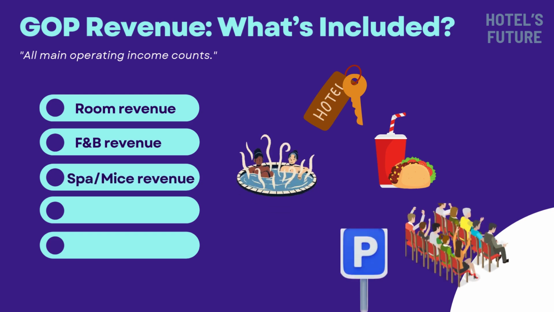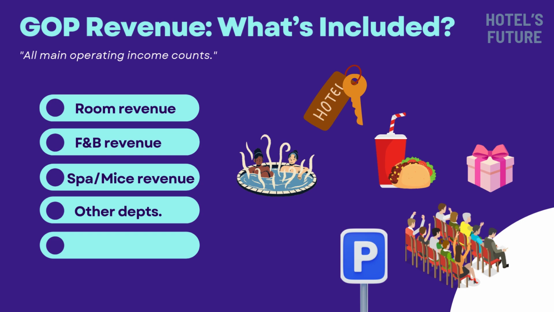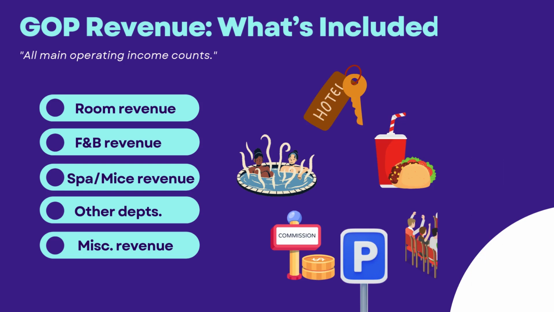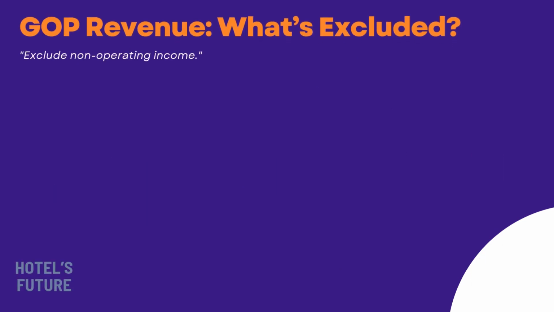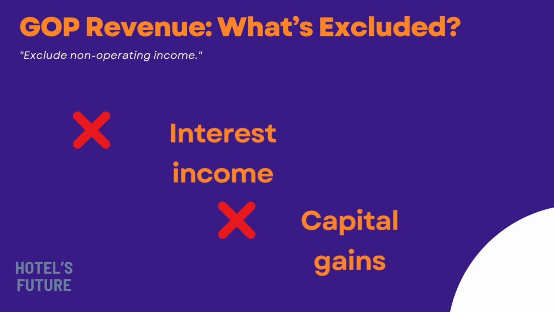Other operated departments. Think of revenue from your spa, parking, MICE, laundry services, or business center. Minor operating departments. This might include your gift shop, telephone charges, or vending machines. Miscellaneous income. Any other income, such as rental income or commissions, also counts. But not all types of income are included. Let's clarify what's excluded from total revenue: interest income and capital gains.